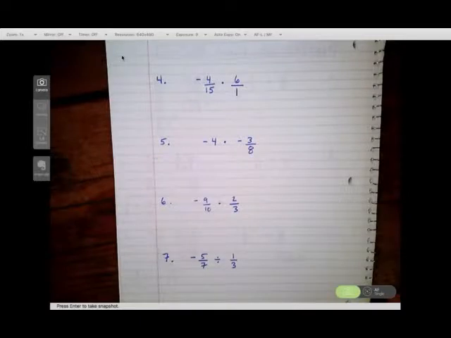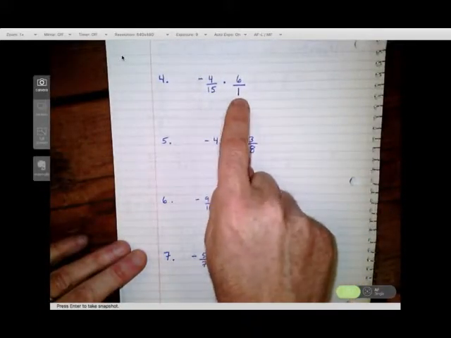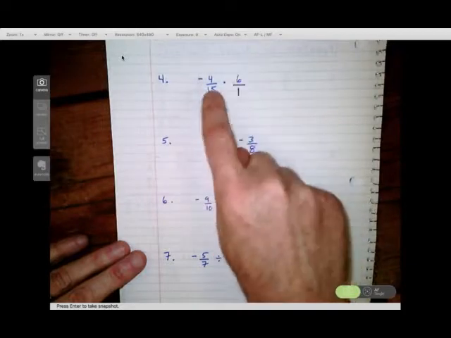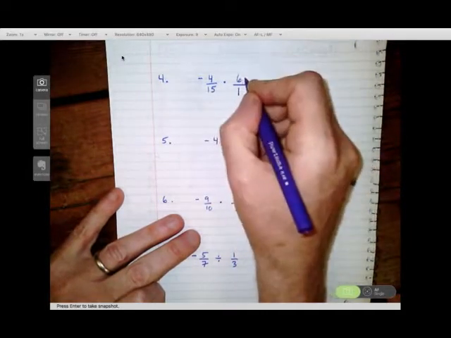Okay? And then what I'm going to suggest doing is to cross cancel. Remember, we multiply straight across, numerator times numerator, denominator times denominator. But we can reduce it a little bit before we multiply if we can cancel a little bit. And here you'll see I got 6 and 15. And 3 goes into both of those.